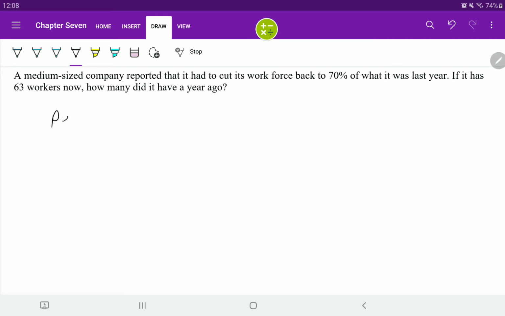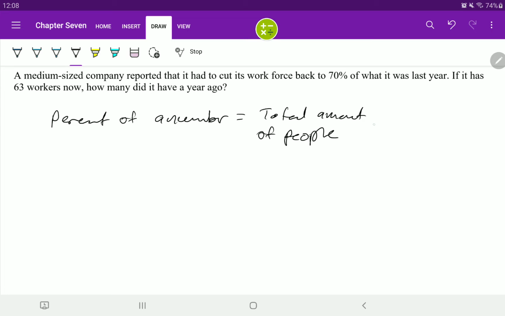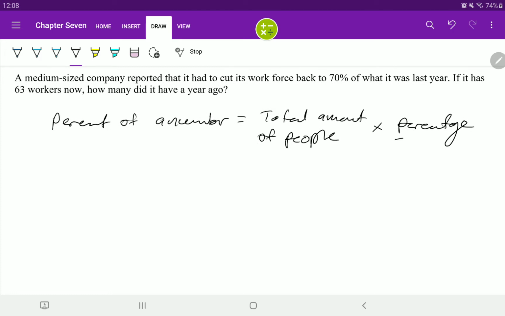The percent of a number equals the total amount of people. I'm going to use people. I could also use objects as well, times the percentage. And it must be in decimal form.